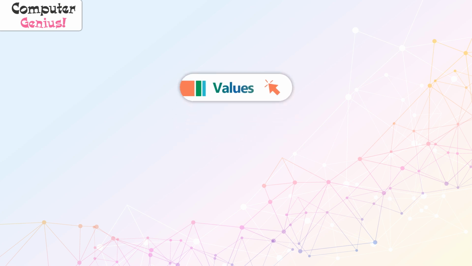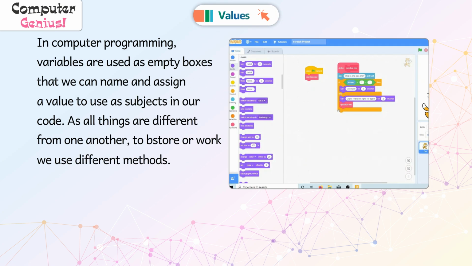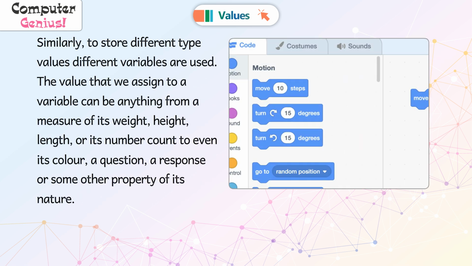Values. In computer programming, variables are used as empty boxes that we can name and assign a value to use as subjects in our code. As all things are different from one another, to store or work we use different methods. Similarly, to store different type values, different variables are used.